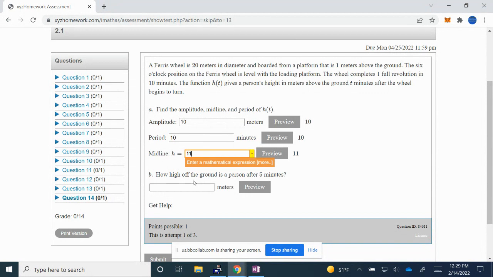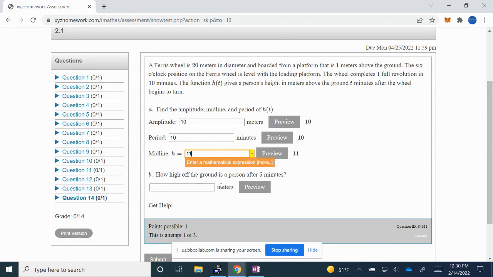Now we're asked for the height off the ground after 5 minutes. Keep in mind that in 10 minutes it makes one complete revolution, so it's going to go from 0 to 360. In 5 minutes, it's only going to travel half the distance. That would actually put us at the very top, if you think about a Ferris wheel.